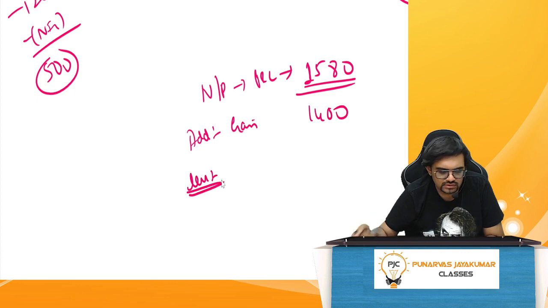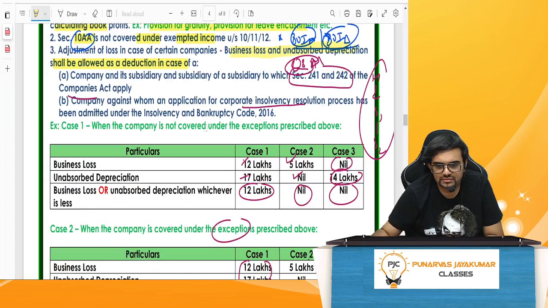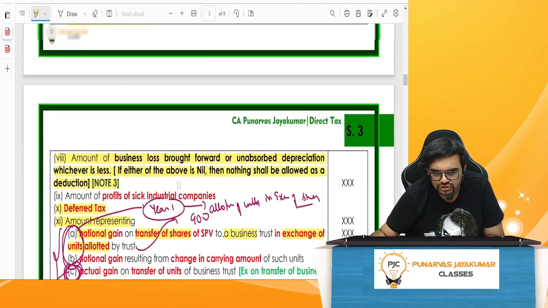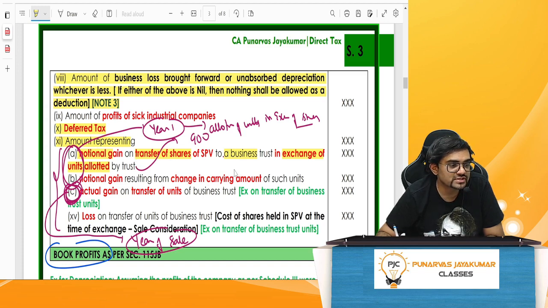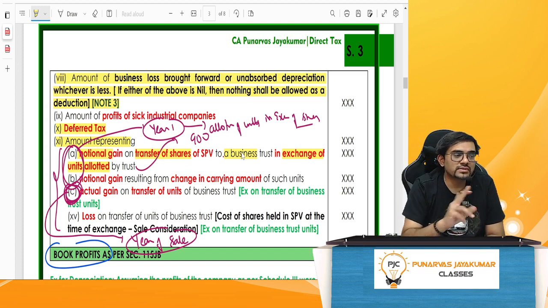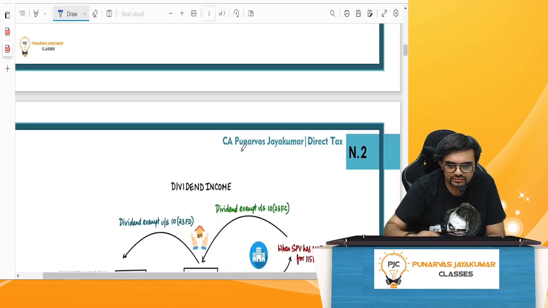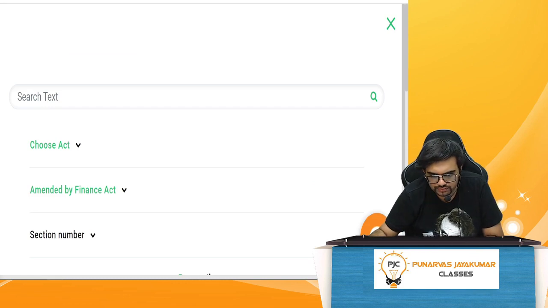Less: what should I subtract? One is this part. What should I subtract? These two. Notional gain on transfer of shares of SPV to a business trust in exchange of units allotted by trust. Notional gain resulting from change in carrying amount of such units. 200 plus 120. Will it come here or has it already come? It has already come. So here it will not come. Second.